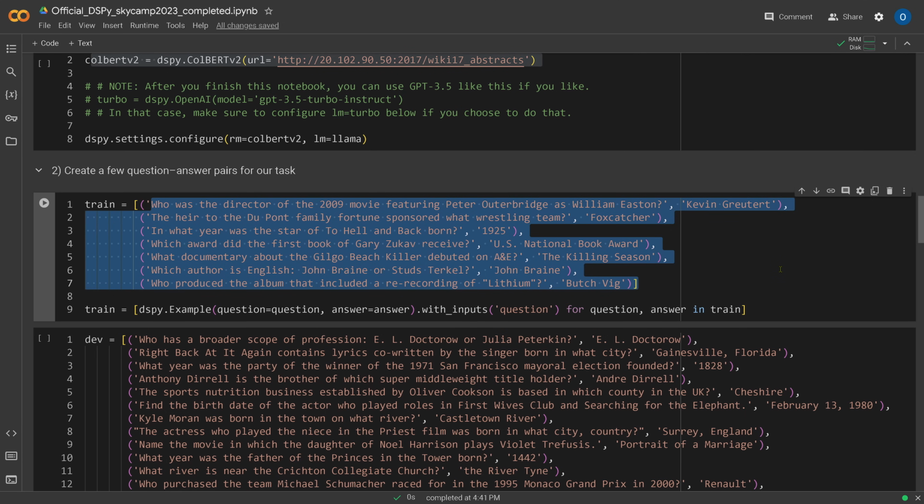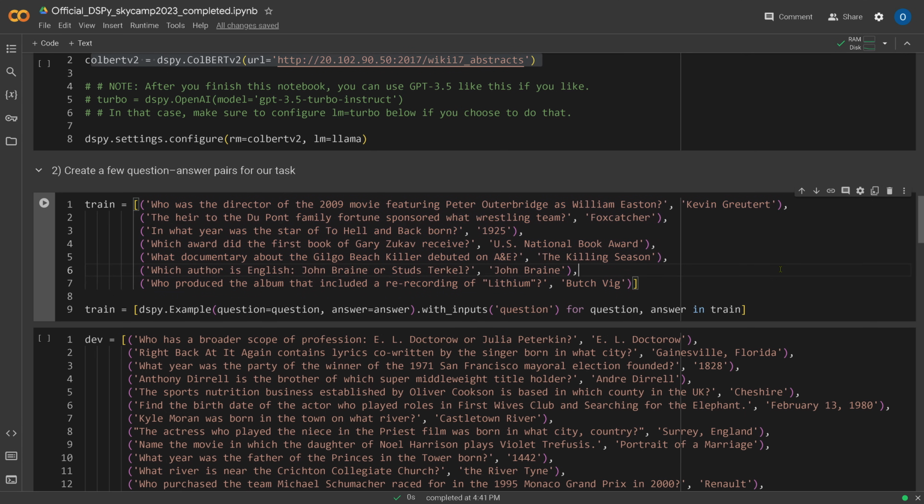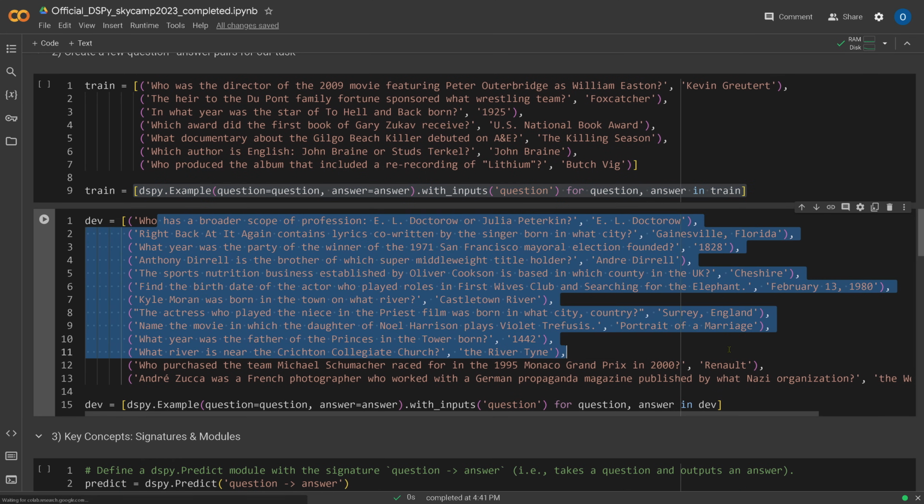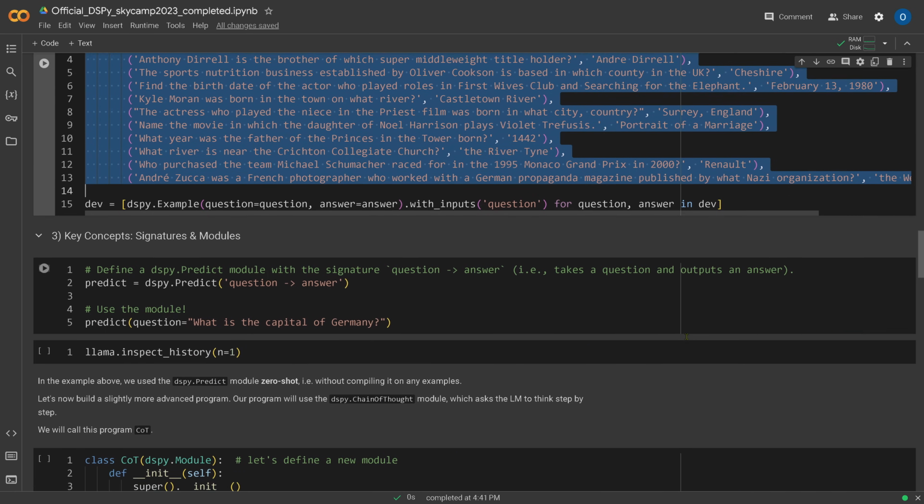This is the official notebook by DSPy, so I just show you what they did. So you have a question, who was the director of the movie feature? And then you have an answer. And then you see a very simple logical structure to follow here. We see this is the training dataset, beautiful. And then for the evaluation, we have an evaluation dataset.